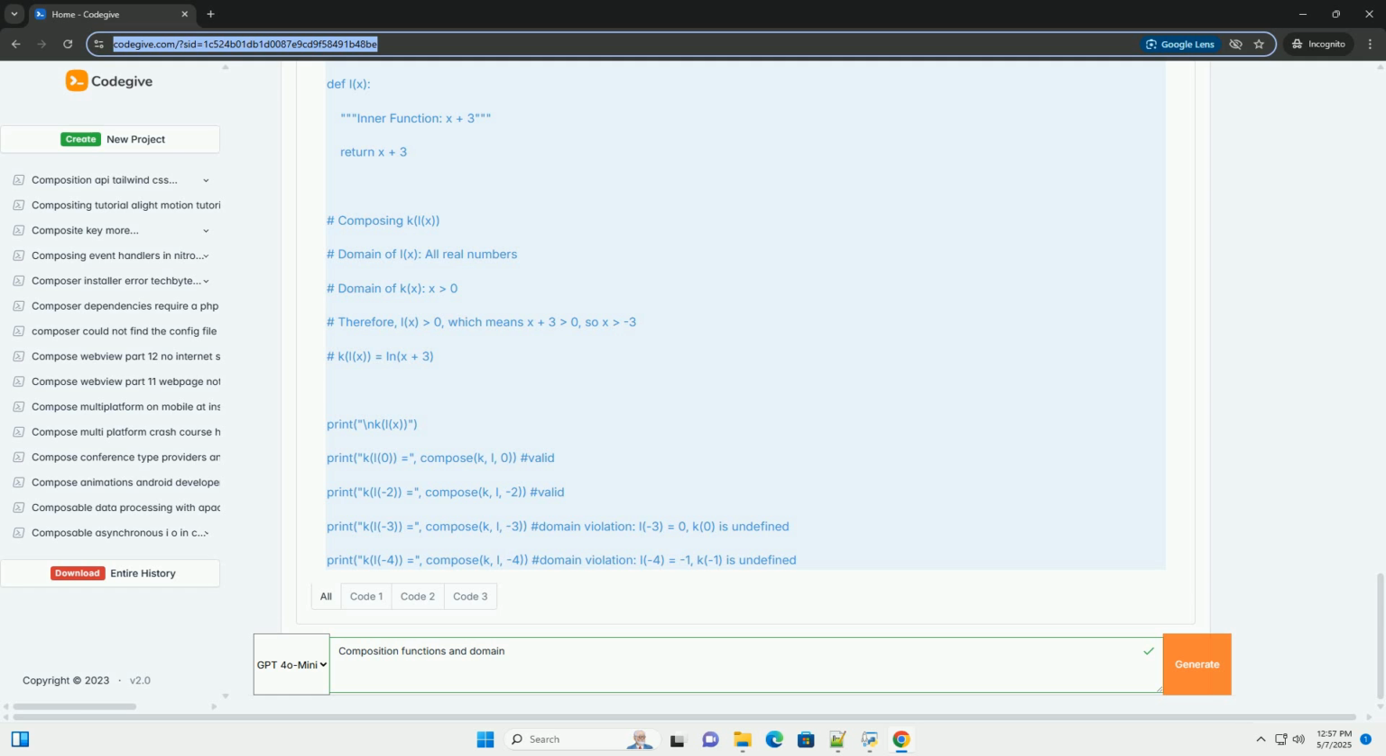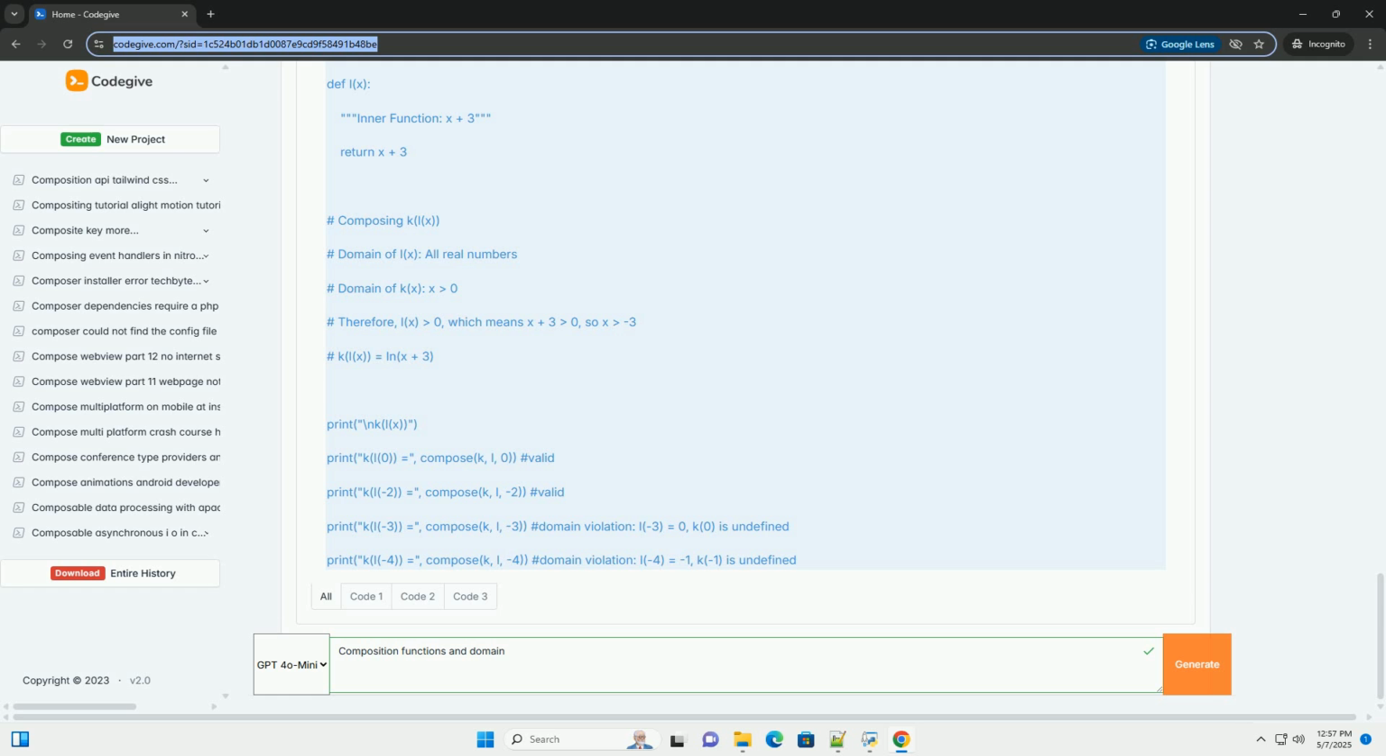Domain of a composite function. The domain of a composite function f(g(x)) is the set of all x values that satisfy both of these conditions. One, x must be in the domain of the inner function, g(x). This means g(x) must be defined, not produce an undefined result like division by 0 or taking the square root of a negative number.